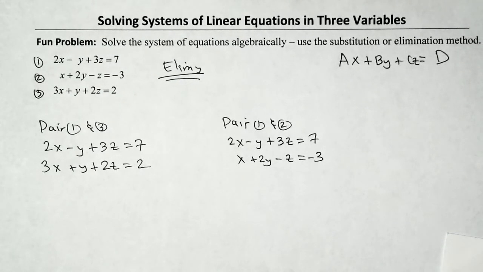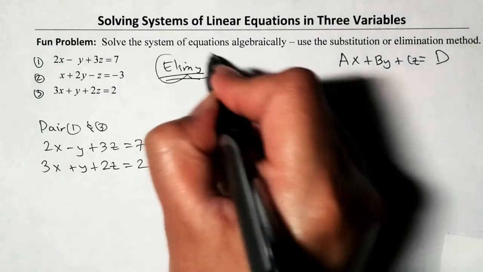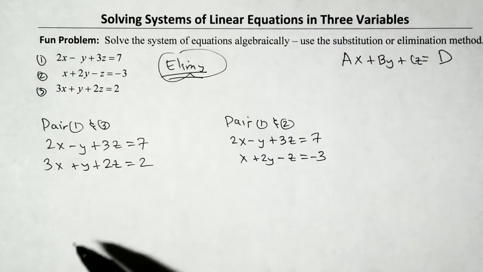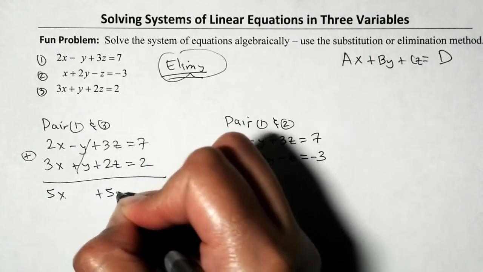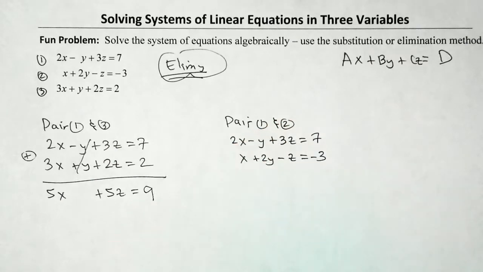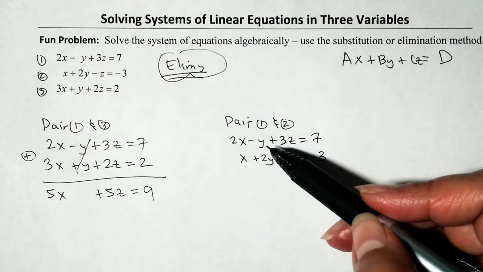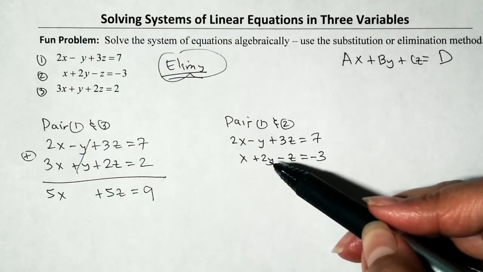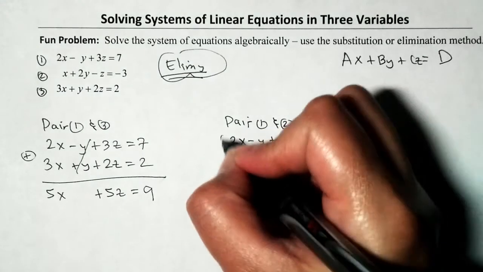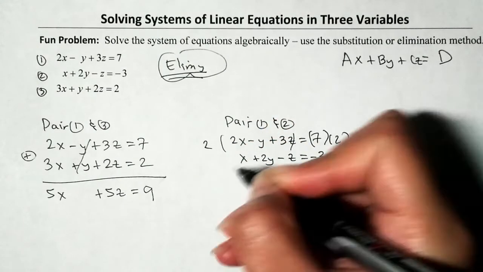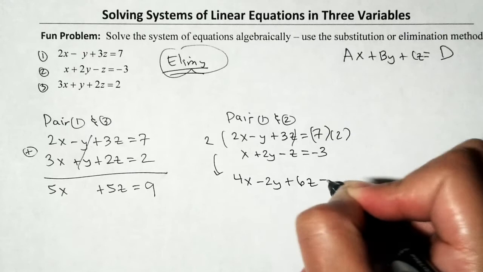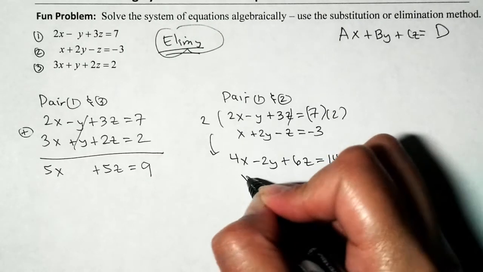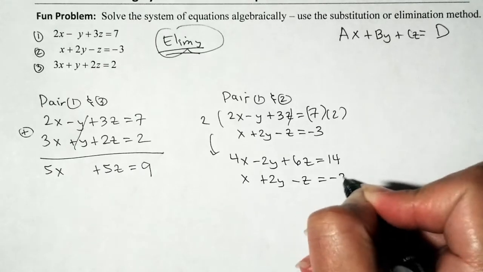So let's remind ourselves, what variable are we trying to eliminate? We are trying to eliminate the y, so let's do this. For the first pair, the coefficients are opposite, so we have the green light to add. When we do that, it will leave us with 5x plus 5z equals 9. For the second pair, the coefficients are not opposite, but it's an easy fix. Let's multiply the top equation by 2. We take our time, multiply the top equation by 2, and that will leave you with 4x minus 2y plus 6z equals 14. The bottom equation was perfect, so let's bring it down as is.